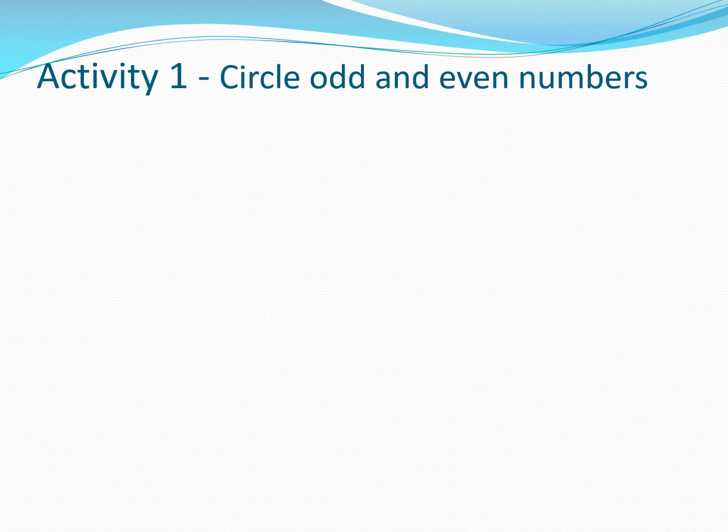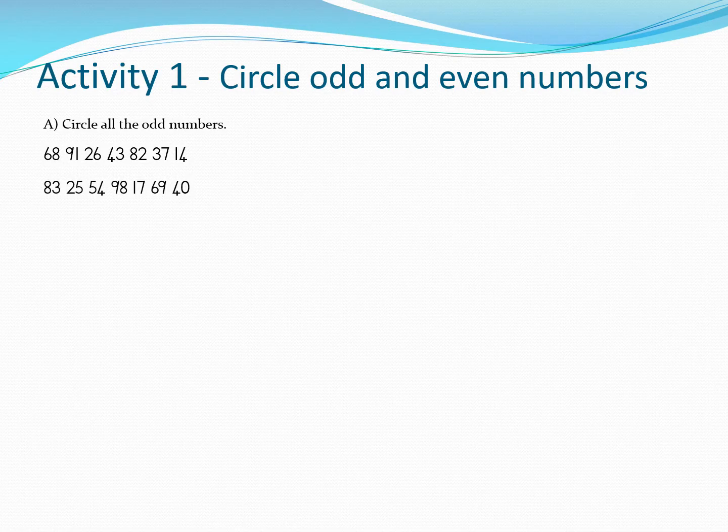Let's do an activity. You are going to circle odd and even numbers. Let's start with the first question. A. Circle all the odd numbers. The numbers they give us are 68, 91, 26, 43, 82, 37, 14, 83, 25, 54, 98, 17, 69, 40, 55, 70, 99, 22, 81, 48, and 75. Please pause the video and go through those numbers, and then I want you to write all the numbers from them down. All the odd numbers.